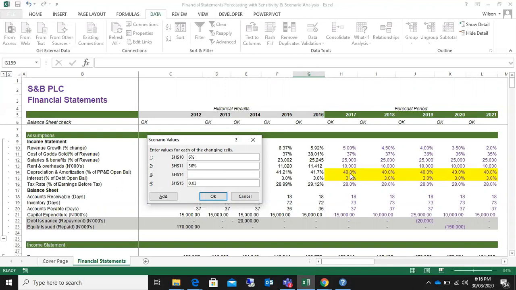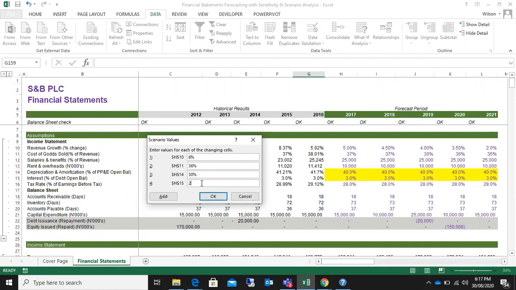So H14, you can see it's 40% here. So what we are saying now is we want to pay 30% because H14 is depreciation and amortization. If it is lower, it means it's better for us, right? That's an optimistic case. So if it is 40%, we can say 30%. Now the next one is interest. Interest here is 3%. Best case will be for us to go lower because we don't want to pay too much interest. So best case is for us to go lower at 2%.